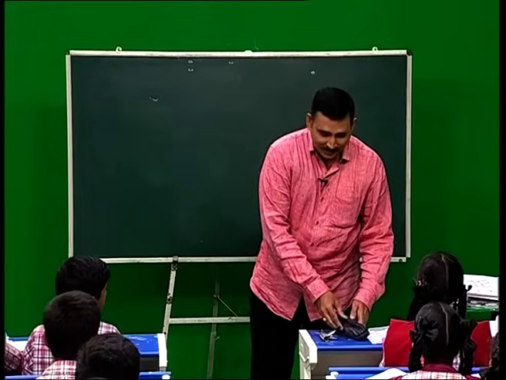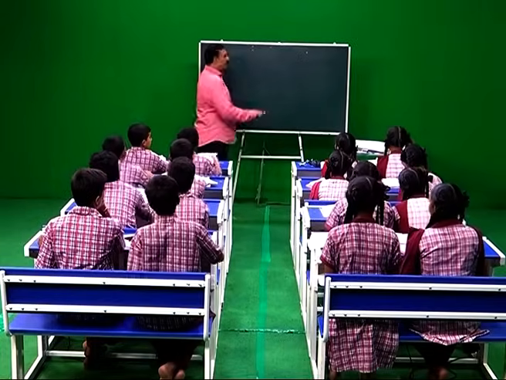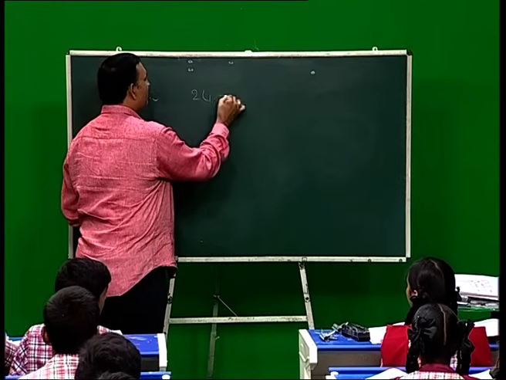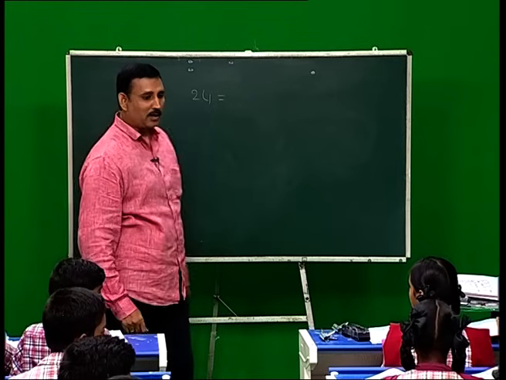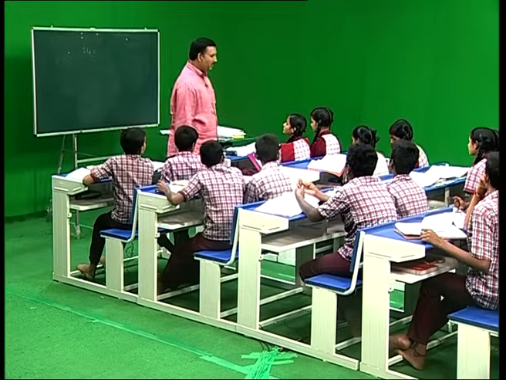Okay? So now I think all of you understood how to write prime factors. Now we will do one thing. Let us take any 2 numbers. Okay, who got the number 24? What are the prime factors you got?